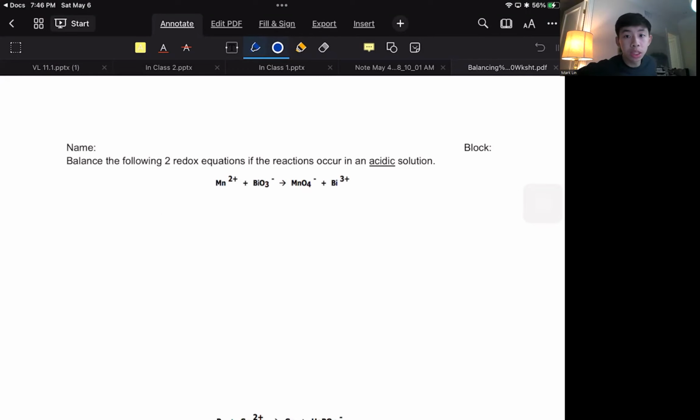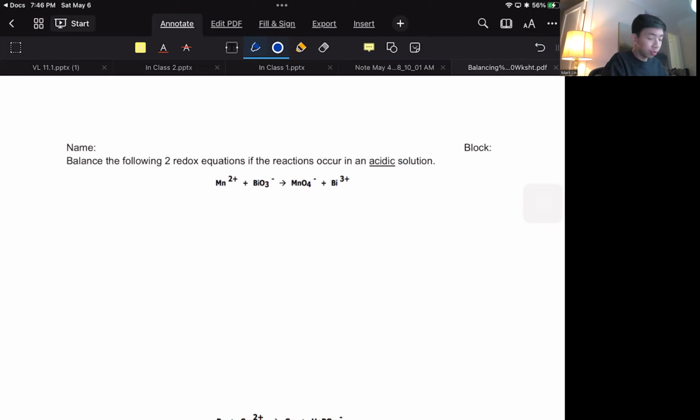This is going to be the balancing redox reactions worksheet. I'm not going to waste your time, let's get right into it. So how do we balance this redox reaction? This is an acidic solution.